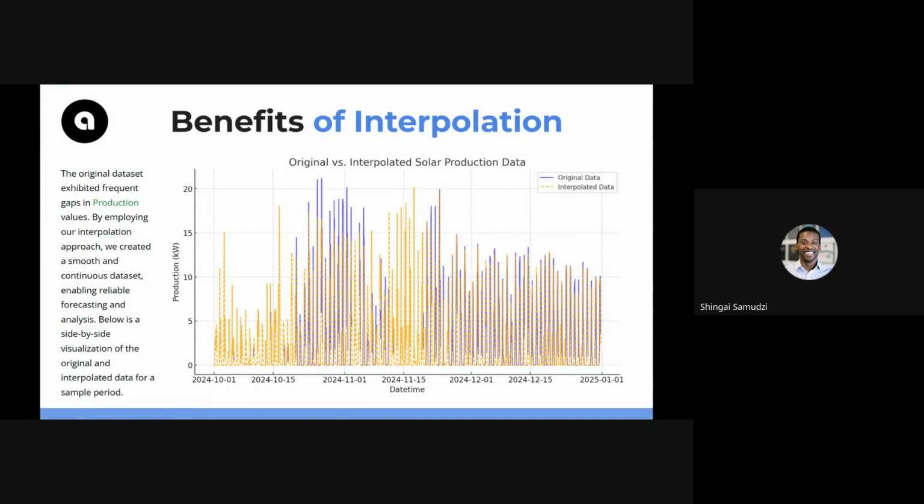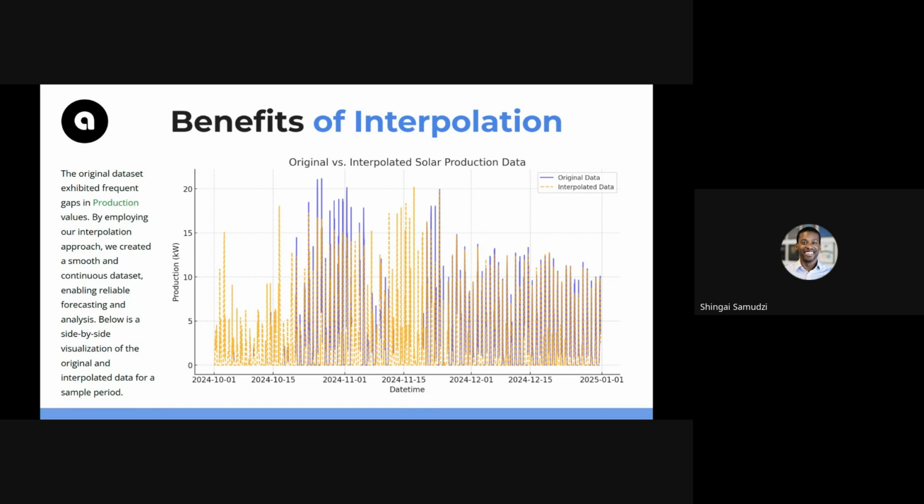So you can see here an illustration, and I'll walk you through. I'll see if I can use my little pointer here. The purple lines that you see are original data, and the yellow lines you see are interpolated data. So you can see that there are some days where, as I mentioned, there were only a couple hours of the day where they actually had data.